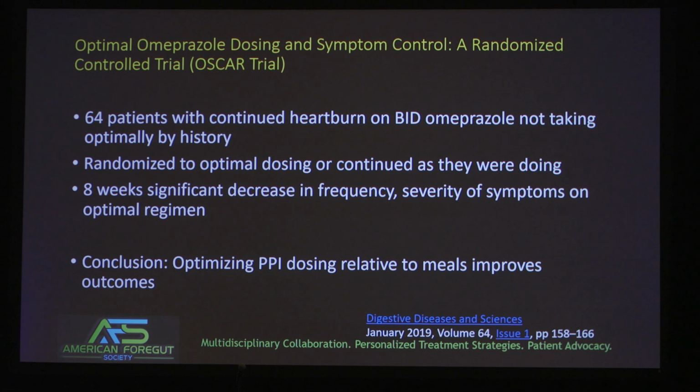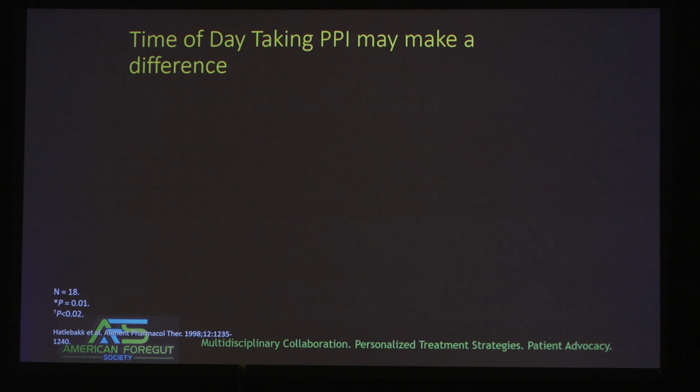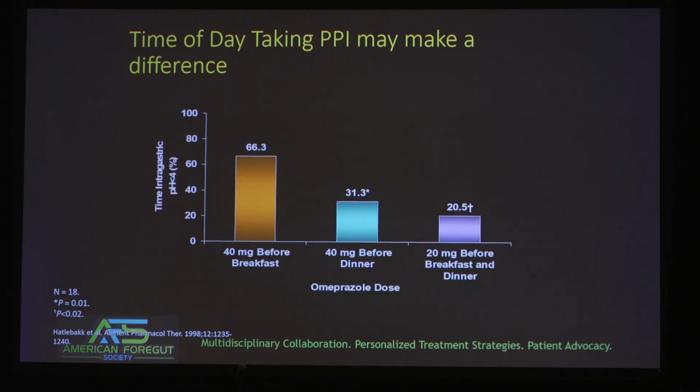Small study, not perfect in any way, but suggesting, again, think about compliance and optimization. The time of the day that you're taking a PPI may make a difference in acid control. Intragastric pH on the y-axis, taking before breakfast, before dinner, or splitting the dose 20 and 20, difference in the amount of intragastric pH control being best with the BID doses. So once a day dose, inferior in the stomach, already shown to be inferior to twice a day in the esophagus. Keep that in mind.